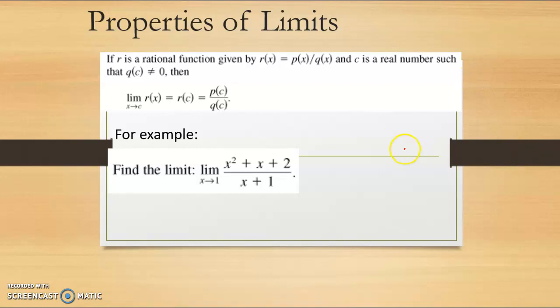The next example, if it is a rational function like p of x over q of x, still we can apply the direct substitution. When you apply x equal to 1, you will end up with 1 squared plus 1 plus 2, divided by 1 plus 1. So the answer is 4 divided by 2, equal to 2.